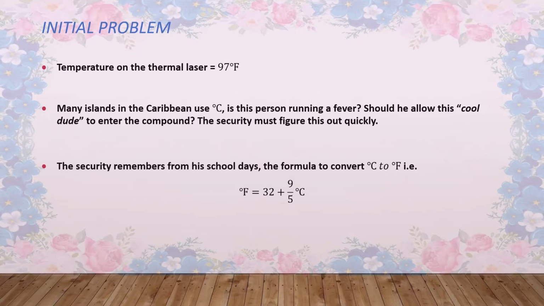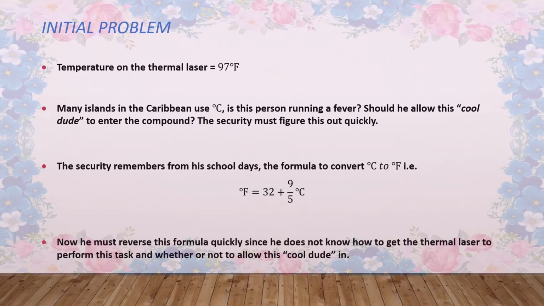determine whether or not the person is running a fever, the information given to him is a particular temperature range in degrees Celsius. So he needs to be able to convert this, unless he figures out how to get the thermal laser gun to actually make the switch. So to do this, he needs to know how to do the reverse process, and this is the dilemma that he is in right now.